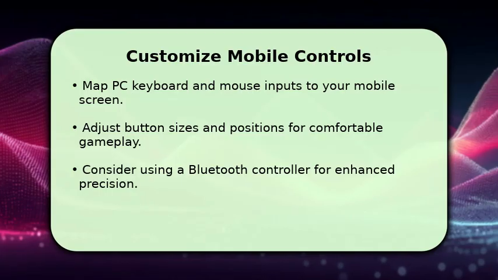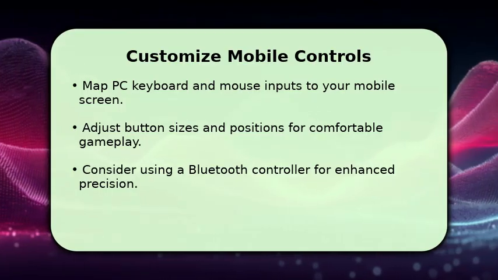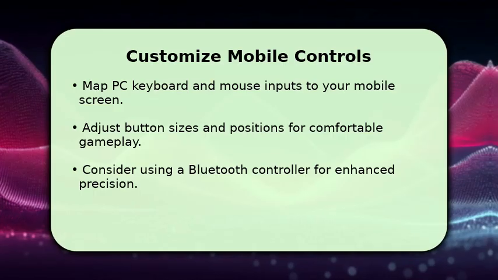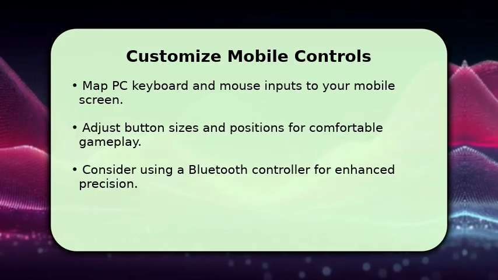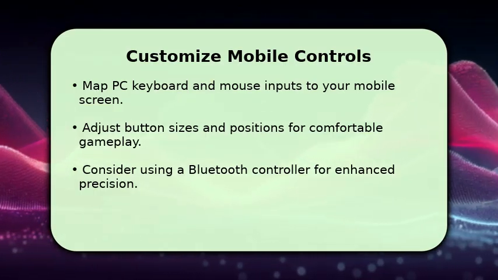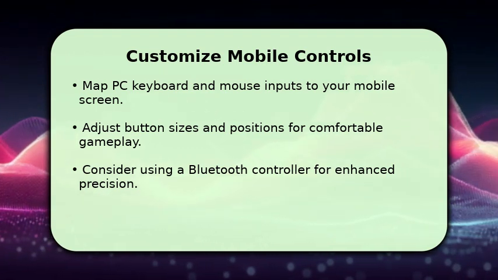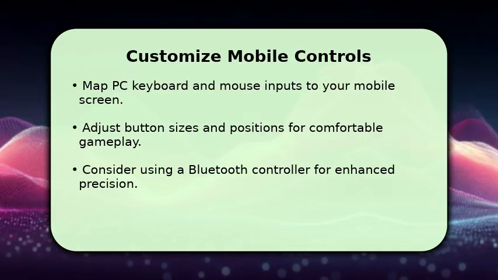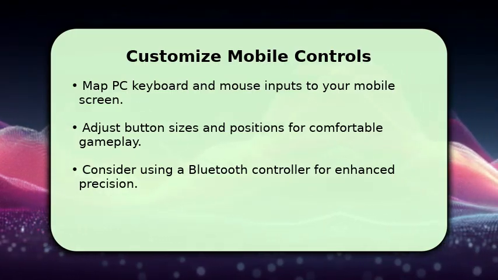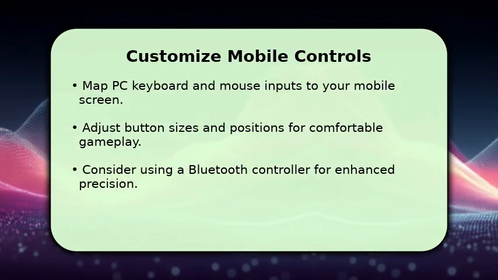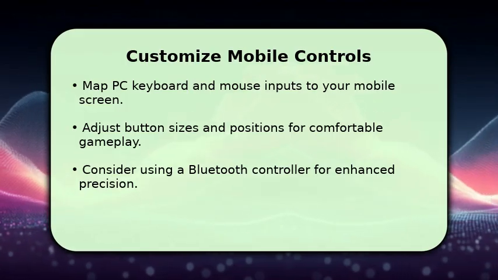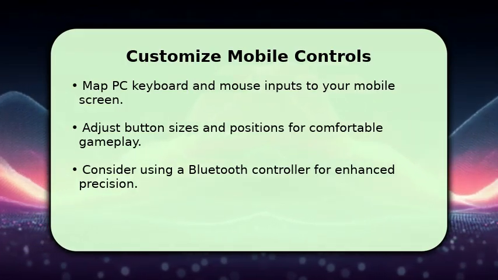Next, focus on customizing your mobile controls. Most remote play apps allow you to create custom overlays, mapping your PC's keyboard and mouse actions directly onto your phone's touchscreen. Experiment with different layouts and sensitivities to find what works best for you. For a more traditional feel, connecting a Bluetooth controller can significantly improve your precision and overall experience.